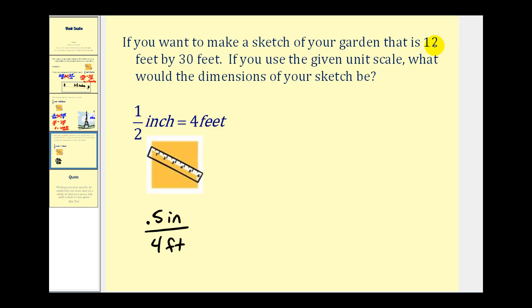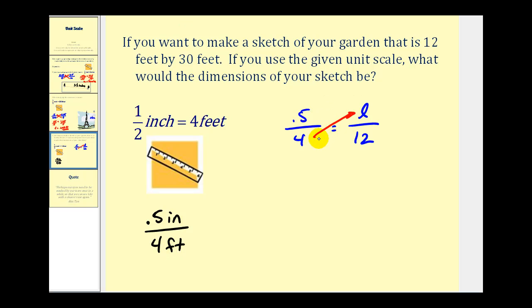Let's first convert our measurement of 12 feet into inches using this unit scale. So we'll have 0.5 to 4 must equal the length to 12 feet. Notice we're converting the feet to inches. Therefore, the given value of 12 is in our denominator because that's where the units of feet are in our given unit scale.